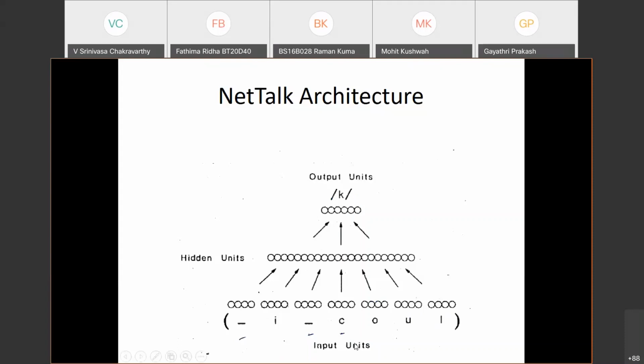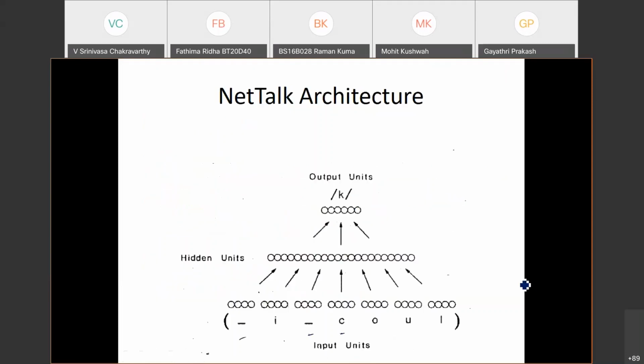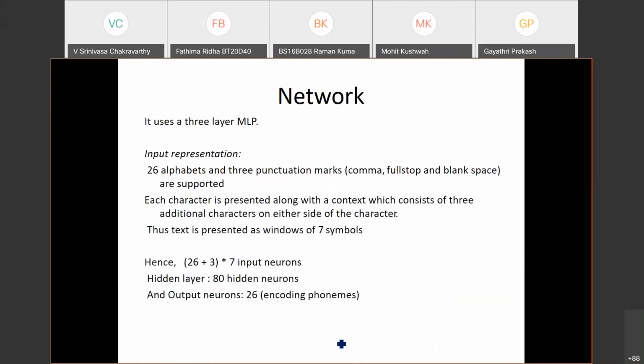You also have punctuation here, like blank spaces and all that. Since there are 26 plus 3, 29 symbols, these 29 symbols are represented by a binary vector. Suppose you have letter A, it is represented as 1000 followed by 28 zeros. Letter B is 0100 followed by 27 zeros, and so on. It's a very simple binary representation. So you have a huge input matrix of size 29 by 7 dimensions. That's the input dimensionality.